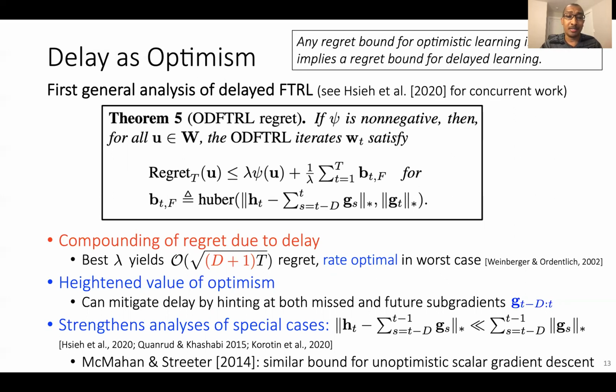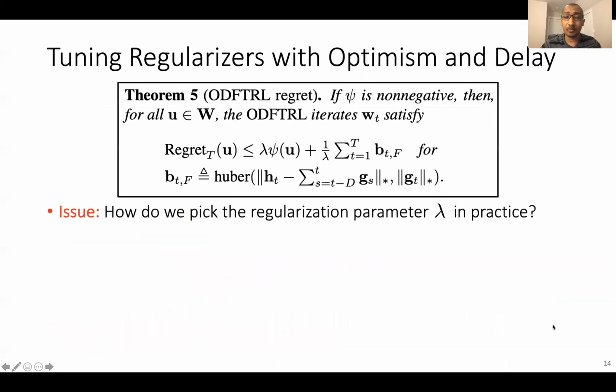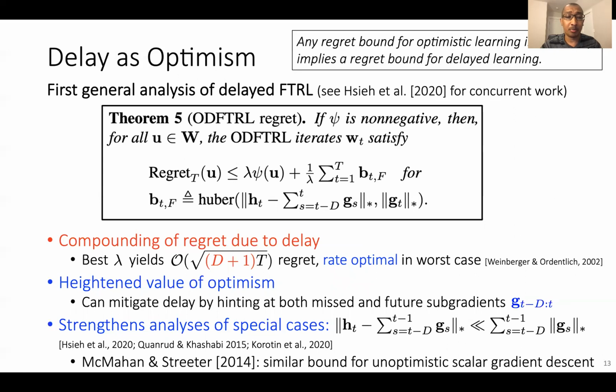This result also strengthens the analyses of several special cases that have appeared in the literature. In particular, the bounds that we get are in terms of a norm of a sum over gradients. Many prior results are in terms of the sum over norms, and that can actually lead to a big gap in practice. When you're not in an adversarial worst case setting, the average of these sums might only grow like square root d instead of d. I also want to point out the prior work of McMahan and Streeter, which is specifically for unoptimistic scalar, that is univariate, online gradient descent.